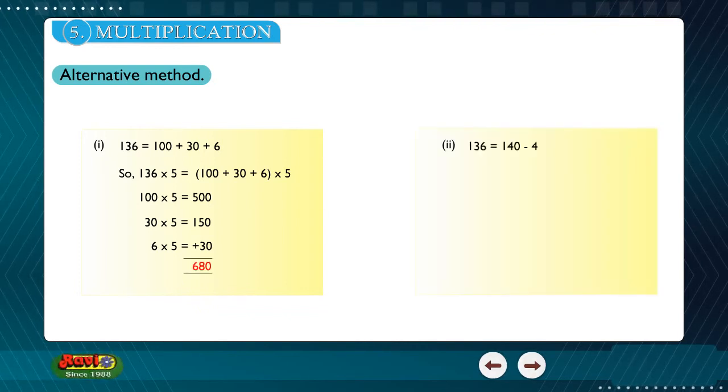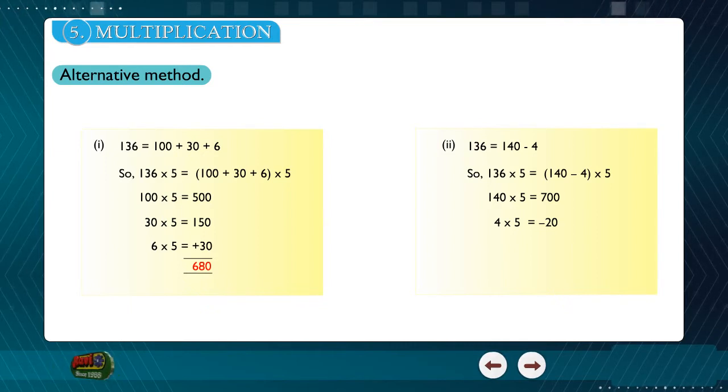2. 136 is equal to 140 minus 4. So, 136 into 5 is equal to 140 minus 4, into 5. 140 into 5 is equal to 700. 4 into 5 is equal to 20. 700 minus 20 is equal to 680.